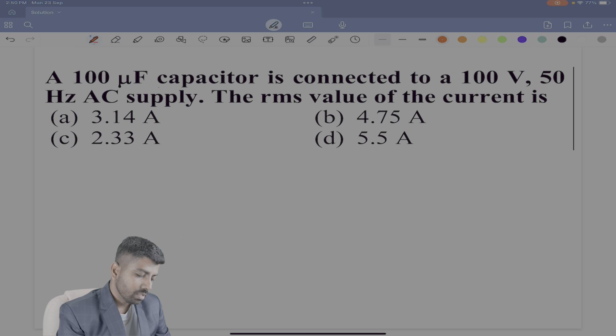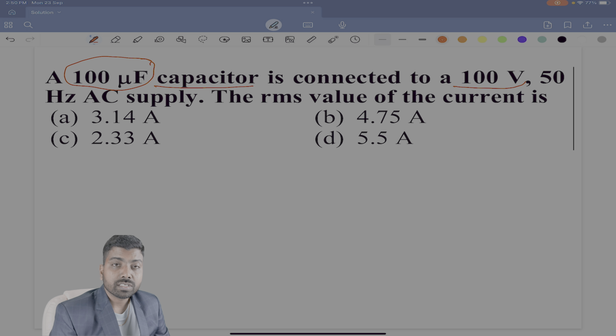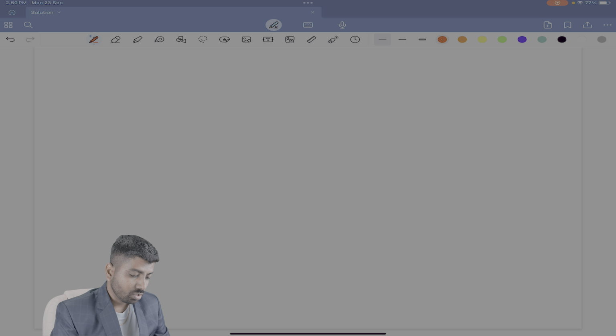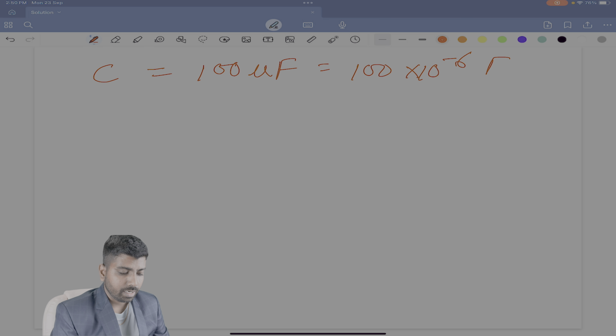So the capacitance is given as 100 microfarad, and the potential difference, the voltage, is given as 100 volt, and the frequency is given as 50 hertz. We have to find out the RMS value of the current. So let me write the data given here. The capacitance C is 100 microfarad. Can I write this as 100 into 10 to the power minus 6 farad? Answer is yes.